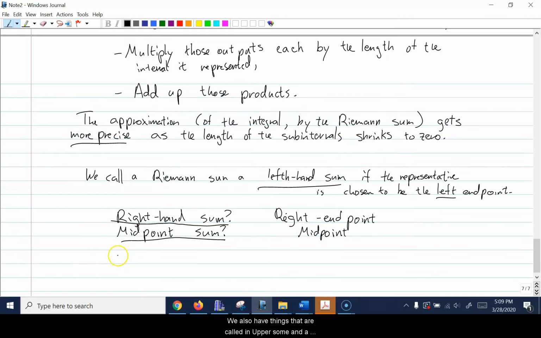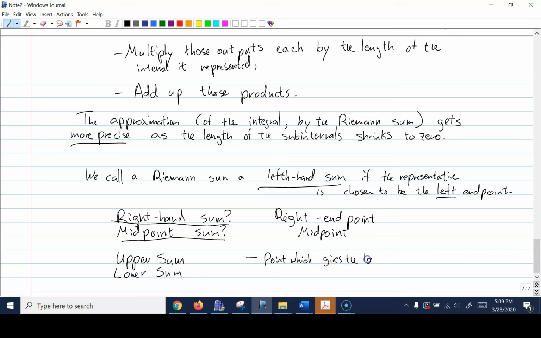We also have things that are called an upper sum and a lower sum. They're a little more complicated than the left and right hand points. To use the upper sum, you use the point which gives the lowest value as your representative. And the reason you would do that is that the sum you'll end up with is an underestimate.